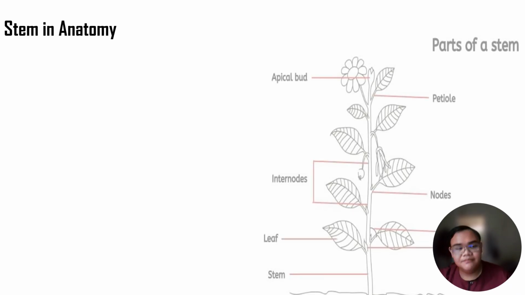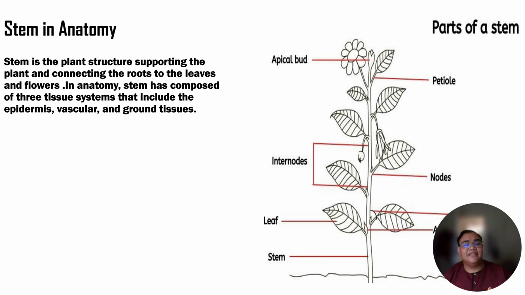Move on to the second part, stem in anatomy. Stem is a plant structure supporting the plant and connecting the roots to the leaves and flowers. In anatomy, stem is composed of the three tissue systems that include the epidermis, vascular, and ground tissues. So, we're gonna learn about these three tissue systems.